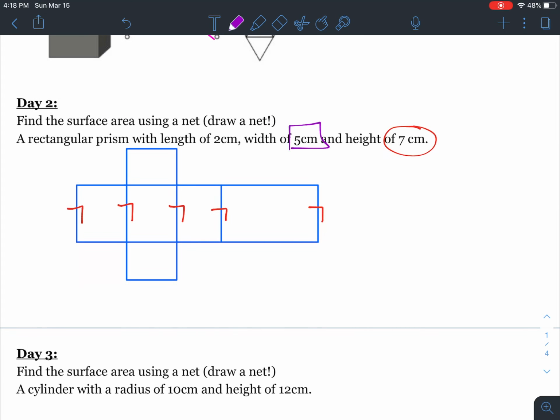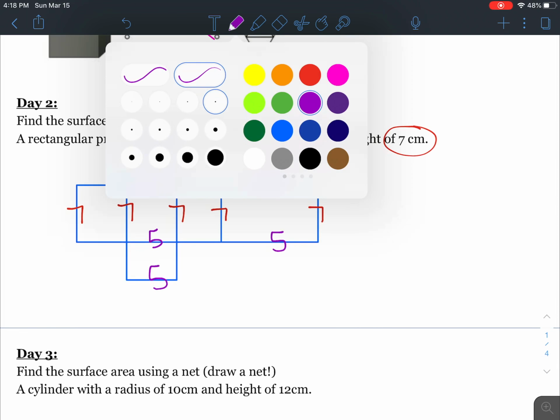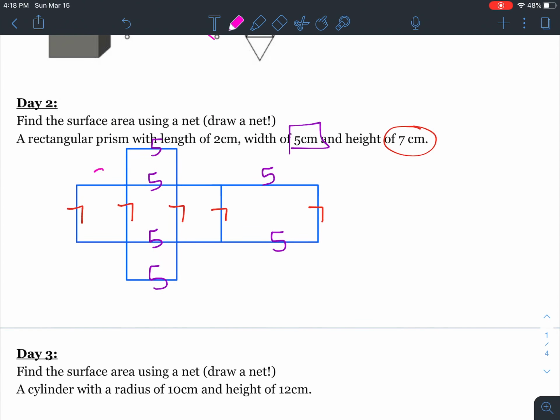And then I choose the next longest, and I go with these ones down the middle here. And if we were to fold this up, this side here would match with this side here. So these are also going to be 5s. And then that leaves these ones that all connect to be the last length.